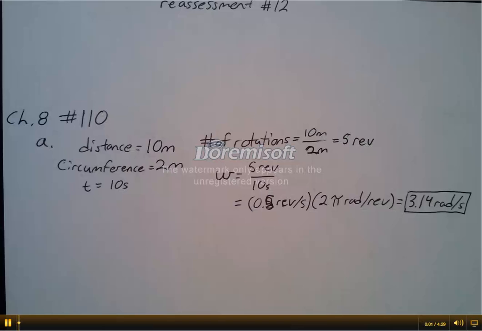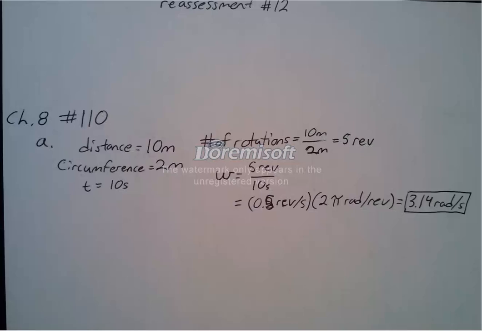Hello everyone, this is Chapter 8, number 110, Reassessment number 12. So Part A of the question asks us what is the hoop's angular velocity when it arrives at the bottom of the ramp or the incline.